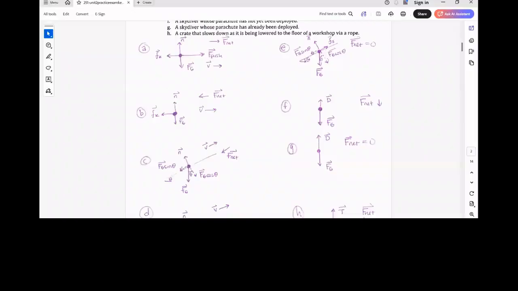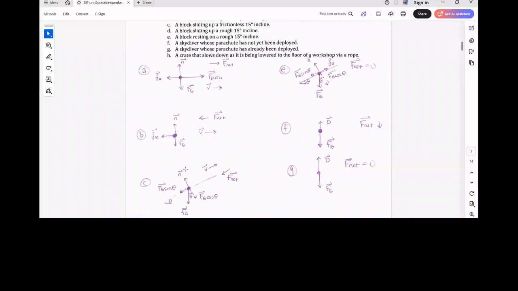So we have Fg sine theta pointing downhill. And for this one, we know that this is sliding up a frictionless incline, so there's no kinetic friction acting here. So velocity is going to be oriented uphill, but because the unbalanced component of Fg is oriented downhill, that means the net force will also be oriented downhill.